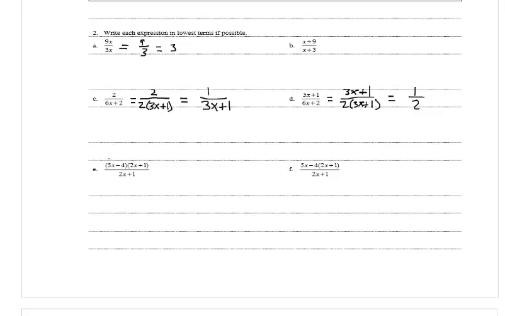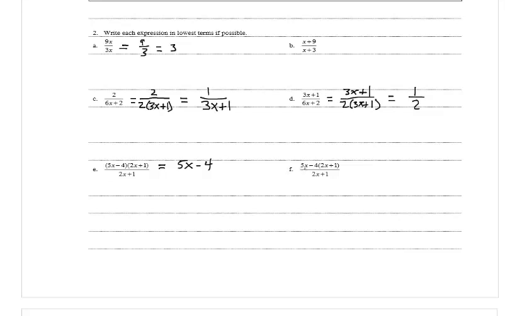In E, we have 5x minus 4 times 2x plus 1, all divided by 2x plus 1. And we can see that the factor of 2x plus 1 is in the numerator and the denominator, and that we're left with 5x minus 4. Now be careful about the placement of the parentheses. Here we can see the product of 5x minus 4 times 2x plus 1 are multiplied by each other.